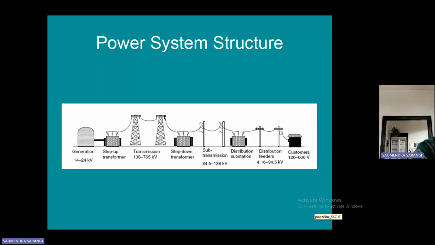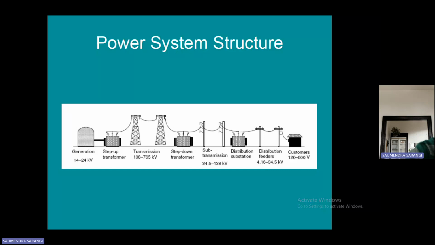These are the textbooks we have followed. Now, if you observe the power system, on the lower side, that is the distribution side, we distribute the power at 440 volt, 11 kV or 33 kV. These are the areas where we distribute the power at a very low level of voltage.